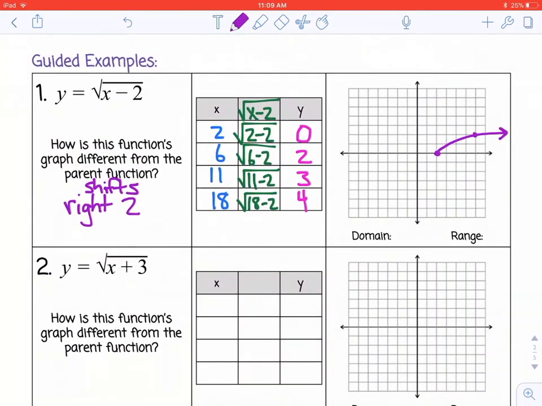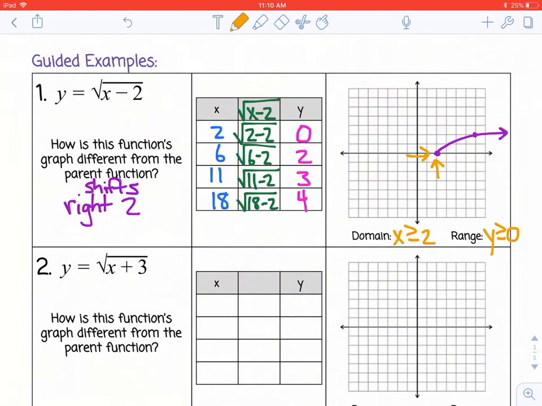And then we just need to state what the domain and range are. So the domain for this graph would be that x is greater than or equal to 2 because it starts right there instead of at 0 this time. And then the range still starts at y equals 0 and then goes up from there. So we'd say y is greater than or equal to 0.